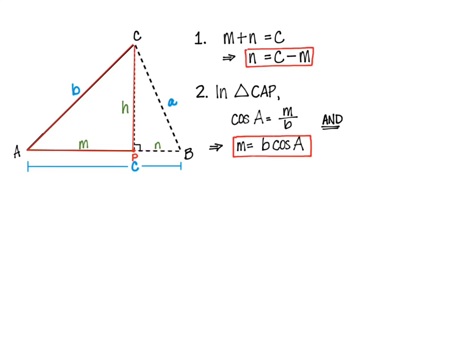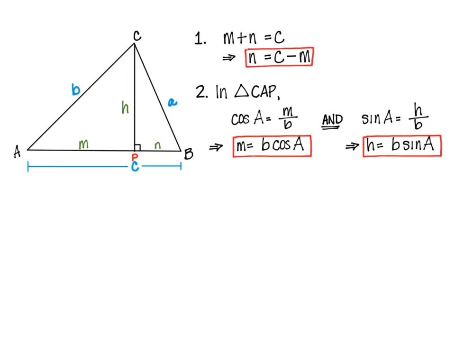And if I multiply both sides by B, I can solve for M and get M equals B cosine of A. Similarly, I'm going to use sine, and sine of angle A is equal to the opposite, H, over the hypotenuse, B. And again, if I multiply both sides by B, I can solve for H and get that H equals B sine A. Again, I'm just manipulating things that I can do.